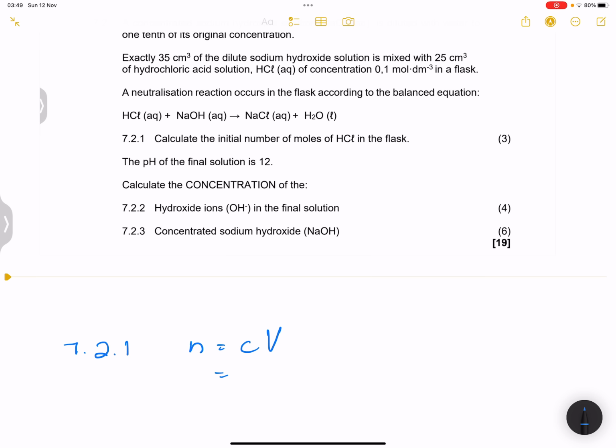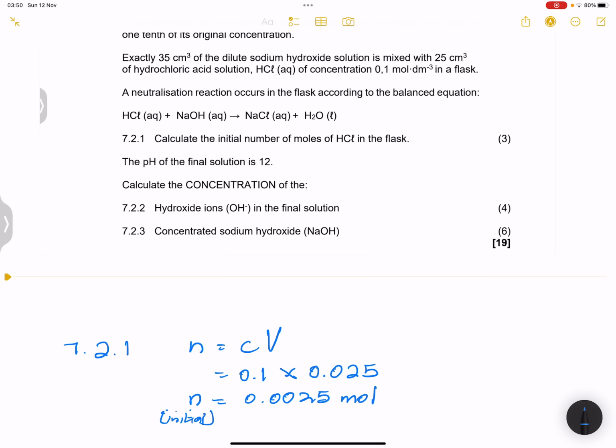So that's just purely stoichiometry, right? 0.1 multiplied by the volume. This is 25 cubic centimeters, but in this case, we need to convert that to cubic decimeters, right? So that will give us 0.0025. That's the number of moles that we've got, of hydrochloric acid. And note, these are the initial moles. Okay, we'll come back to these a little bit later.